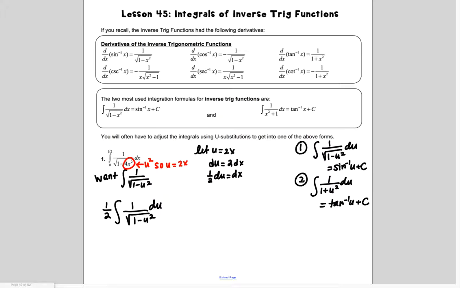So what should my u values go from? Yeah, we're plugging in right here. So if I plug in 0 for x, I do get 0 for u. And if I plug in 1/2 for x, I get 1 for u. All right. So I'm going to have 1/2 inverse sine of u going from 0 to 1, which is 1/2 inverse sine of 1 minus inverse sine of 0.